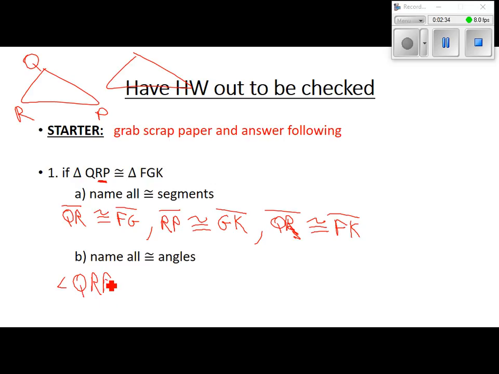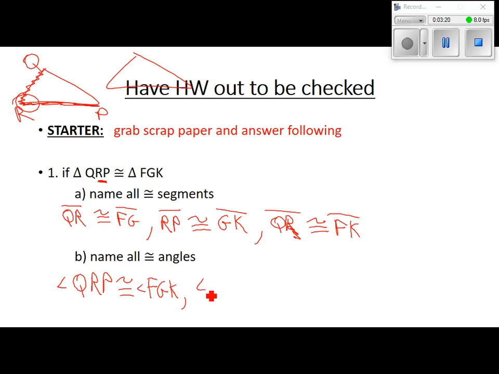QRP. Remember, when you're naming angles with 3 letters, it starts at one end and goes to the other end. The middle letter is always the vertex. What's it going to be congruent to? Name QRP a different way for me. PRQ, going back the other way, still the same angle. And the third way to name it would be if we just use one letter. What letter would we use? R. Just R.